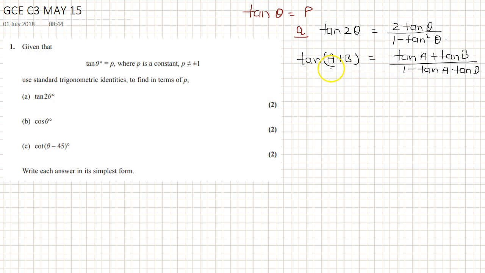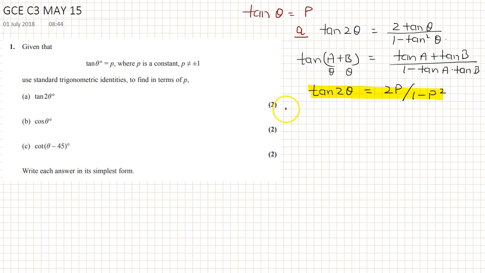So in this formula you can put A as theta and B as theta. So tan theta plus tan theta is 2 tan theta, and 1 minus tan square theta. Now we put the value. Tan theta is P. So tan 2 theta will be 2P over 1 minus P square. So that is the identity for tan 2 theta.